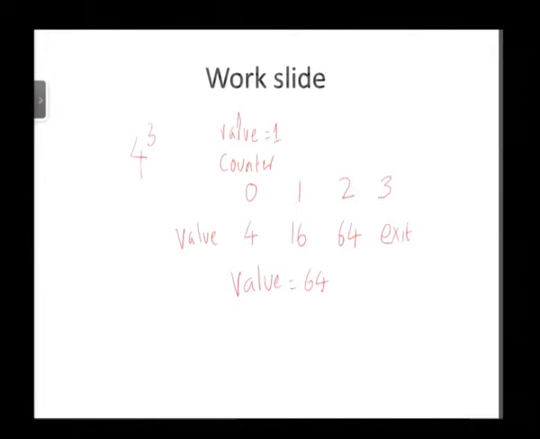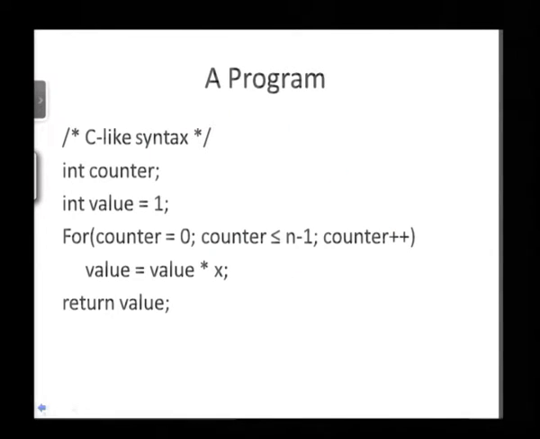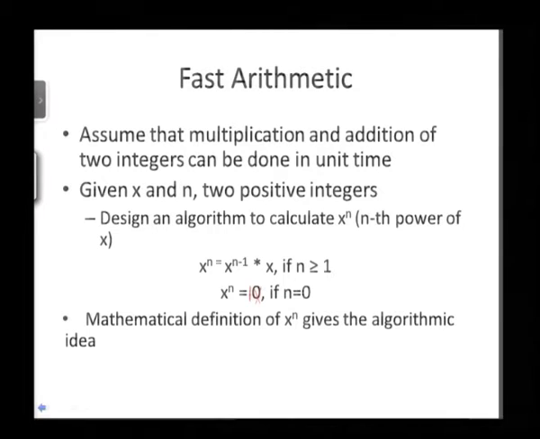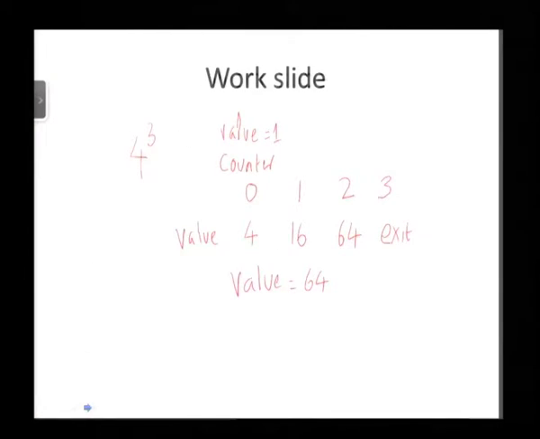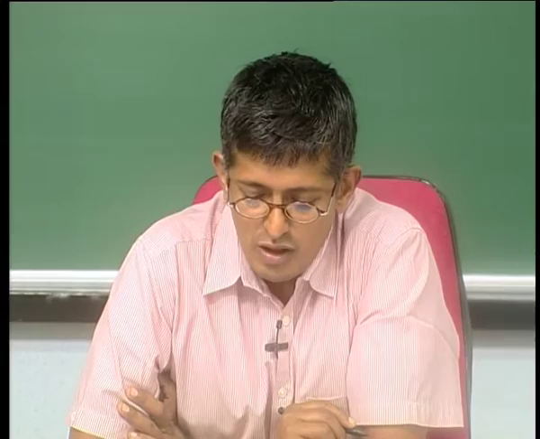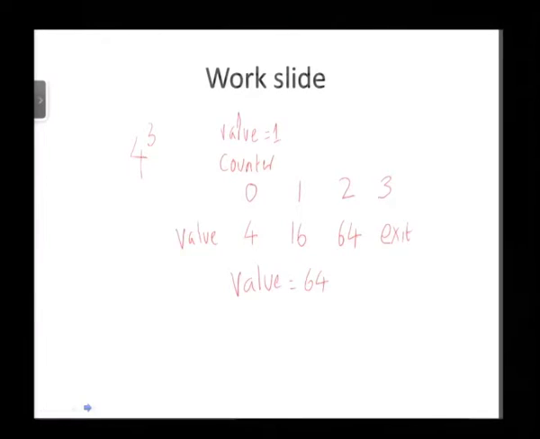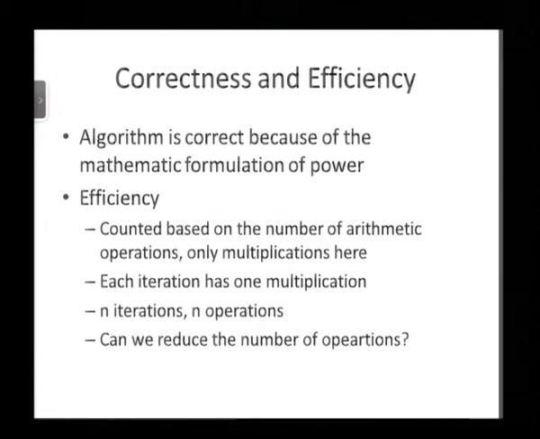As you can see, the correctness of this algorithm comes from this formal mathematical definition, which is exactly what is implemented in the loop in the program, and it is clear that this algorithm is indeed correct. However, we are not interested just in the correctness, but we are also interested in how many arithmetic operations are performed, and that is really the focus of the next part on this small example. Right. As we just mentioned, the algorithm is correct because of the mathematical formulation of the power of a particular number.